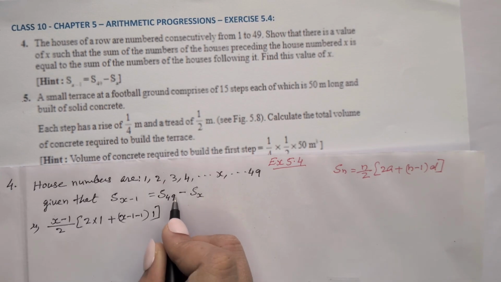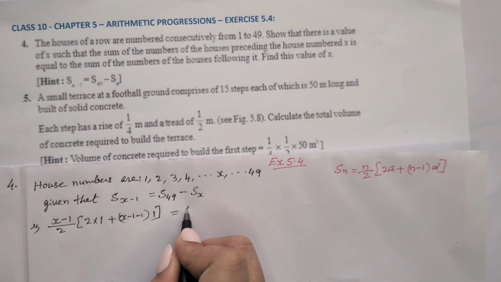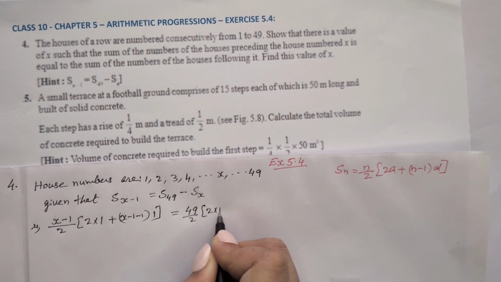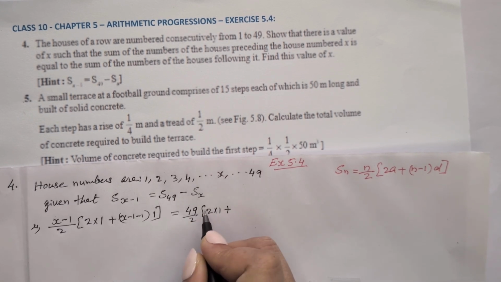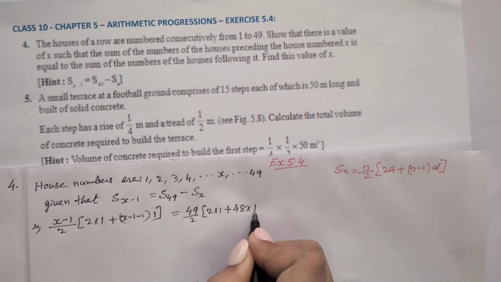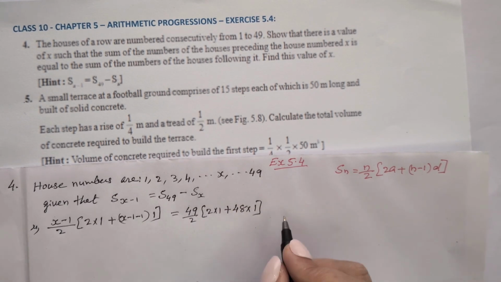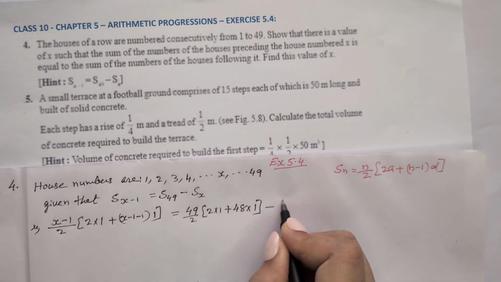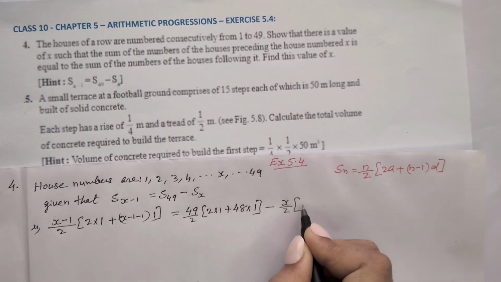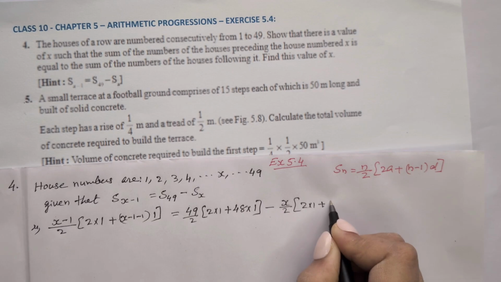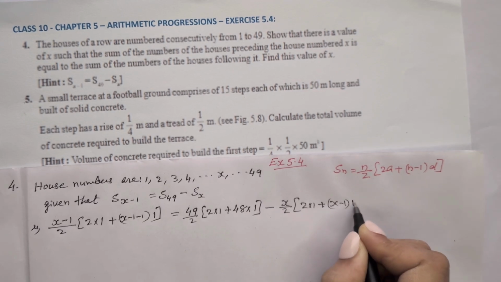Which is equal to, the other side is 49. So 49 by 2 into 2a, 2 into 1, plus n minus 1. 49 minus 1, that is 48, into d means 1. Now 49 is over. That minus Sx. So here x by 2, 2a, 2 into 1, 2, plus n is equal to x. So x minus 1 into 1.